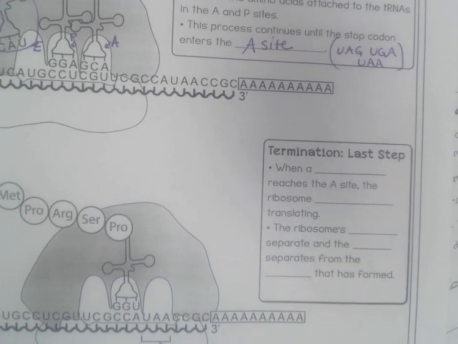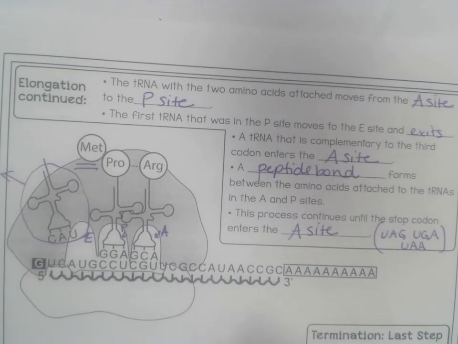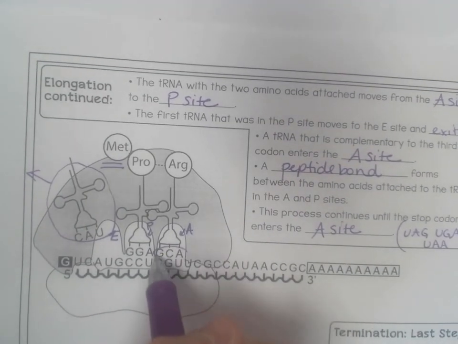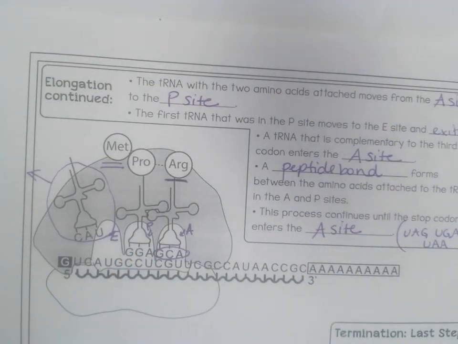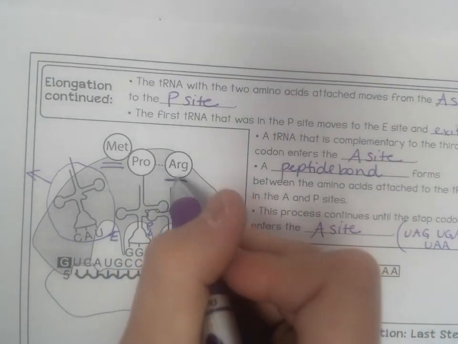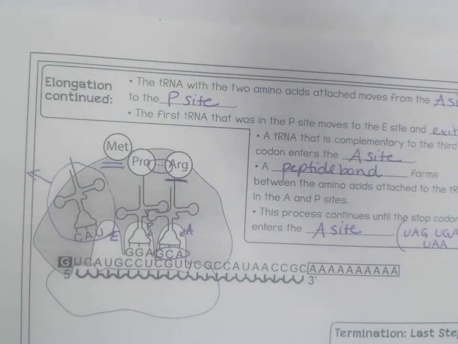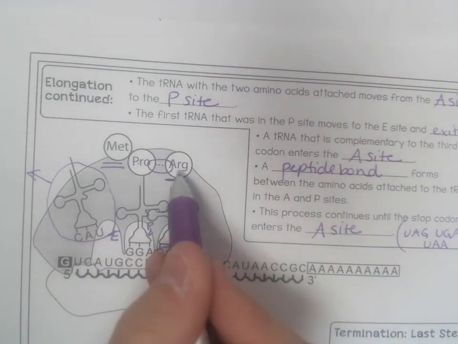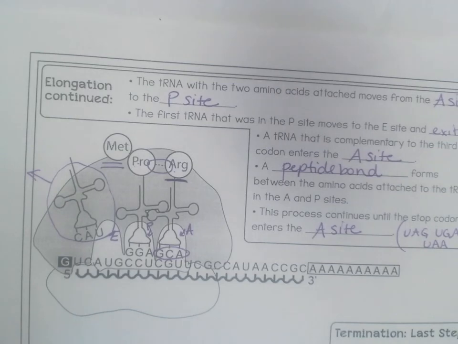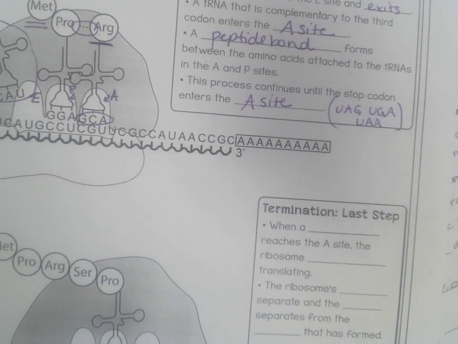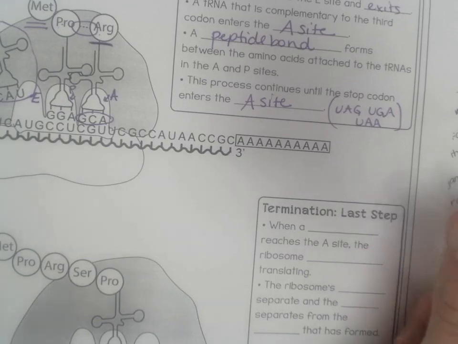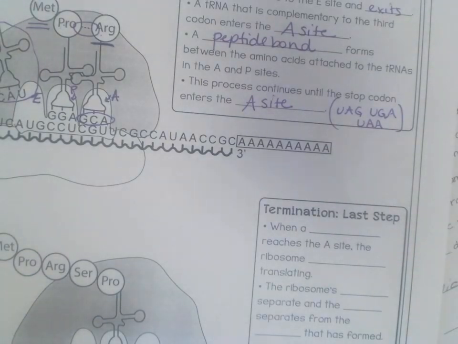And finally, the termination step. So also up here you can see this next codon codes for arginine. Arginine is then attached by peptide bond to proline, and now we have a 3-chained amino acid for now. It keeps going until it reaches that stop codon. Okay, so the termination step, or the last step.